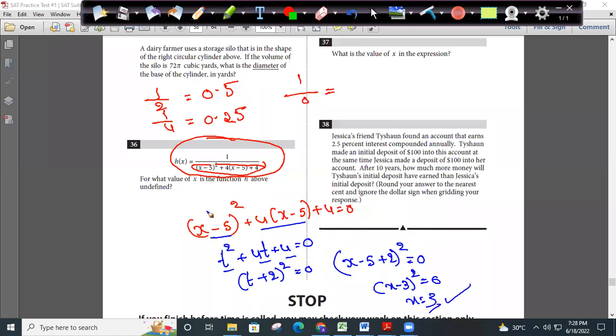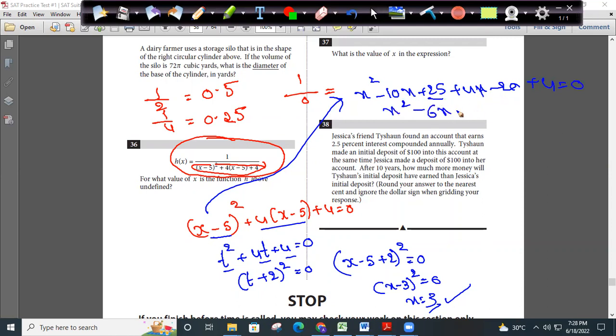What is the other way to solve? We can happily expand. So x square minus 10x plus 25 plus 4x minus 20 plus 4 equal to 0. x square minus 10x plus 4x is minus 6x, plus 25 minus 20 plus 4 is 9, equal to 0. So this can be written as x square minus 6x plus 9 equal to 0, which is x minus 3 into x minus 3 is 0. Therefore, x is equal to 3. But this method will waste at least your valuable 30 to 45 seconds.